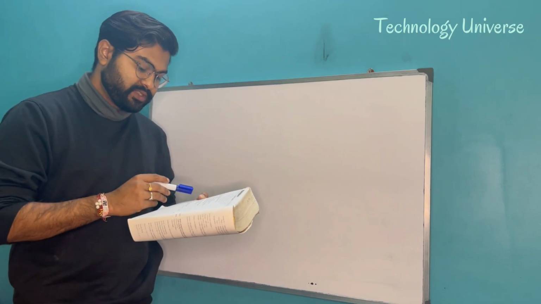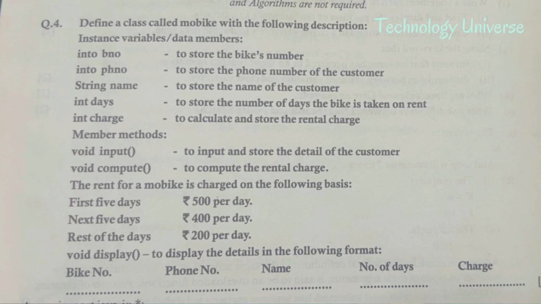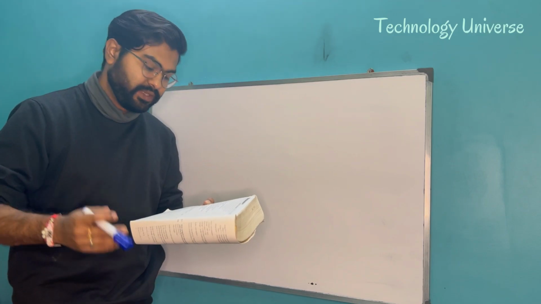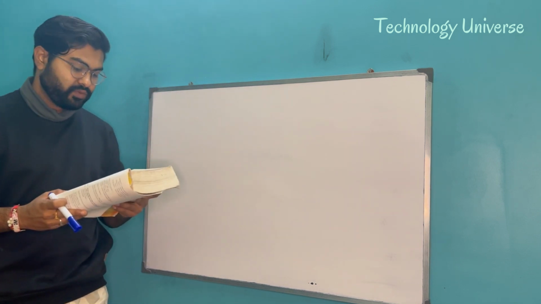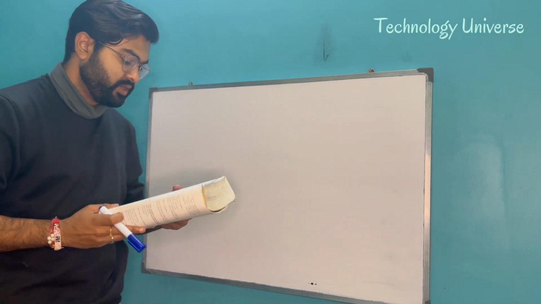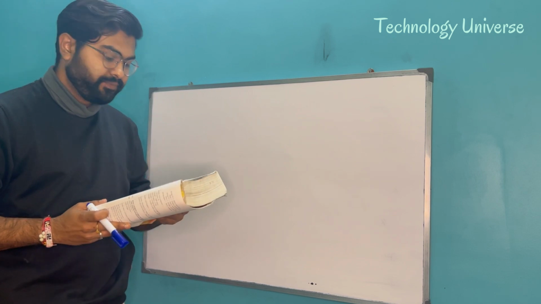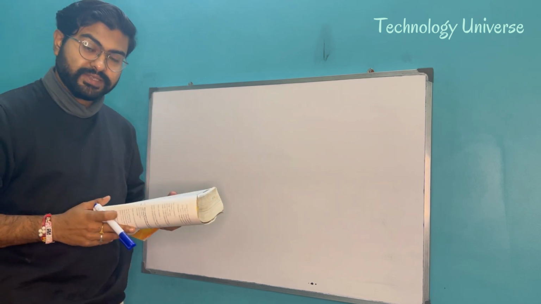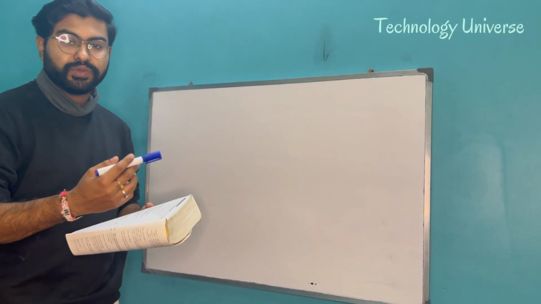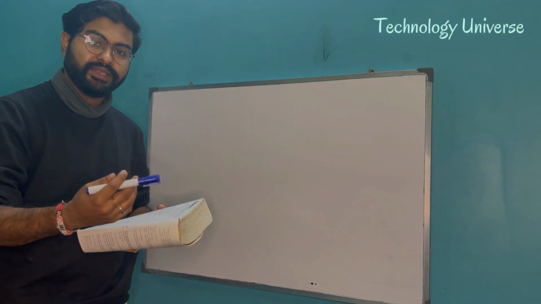Like we have these headers: bike number, phone number, name, number of days, charge. We have these headers, and below that we have the respective details. Okay, it's a tabular manner. We have to print it in the tabular manner. So let's not waste any time. After discussing the problem statement, let's see how we are implementing that. And after that we will see how we are executing the code in the computer.